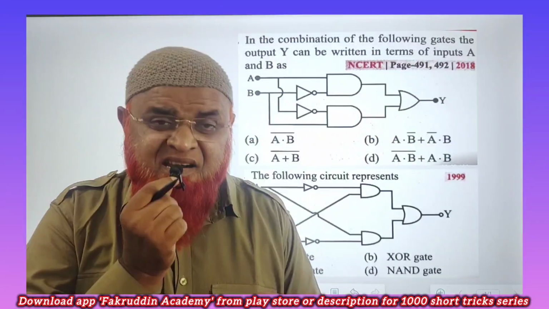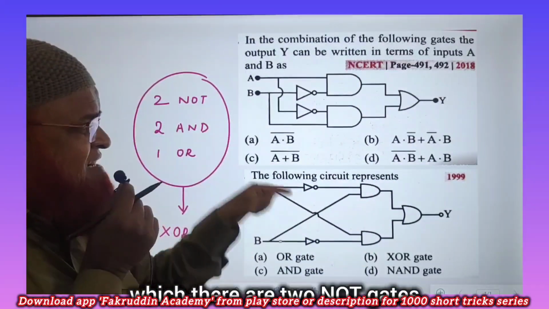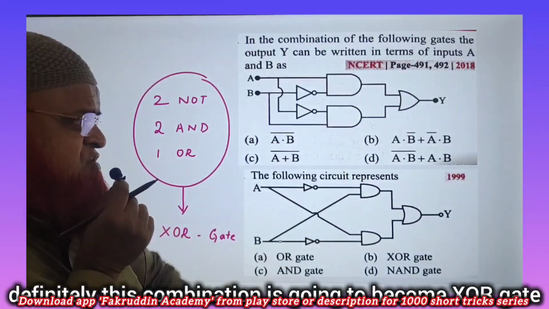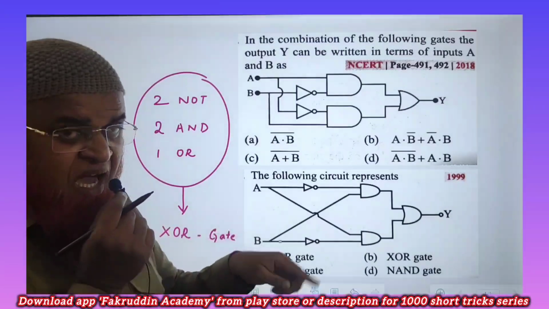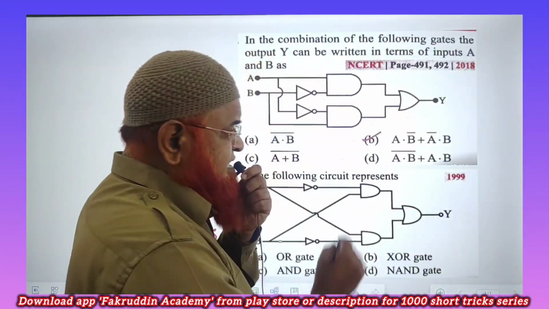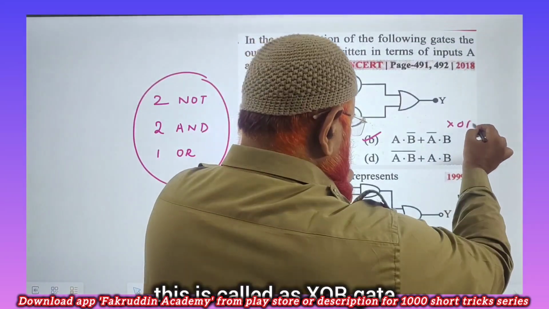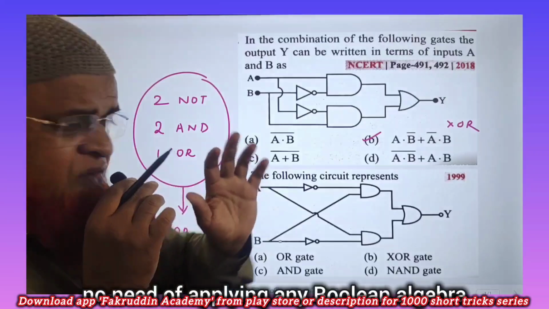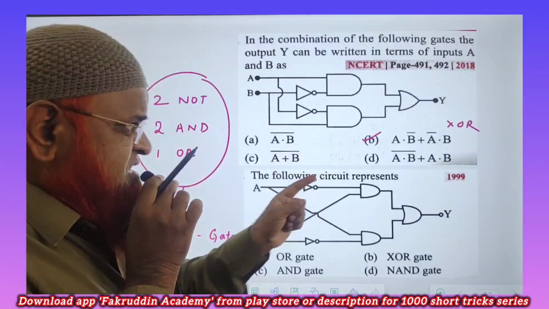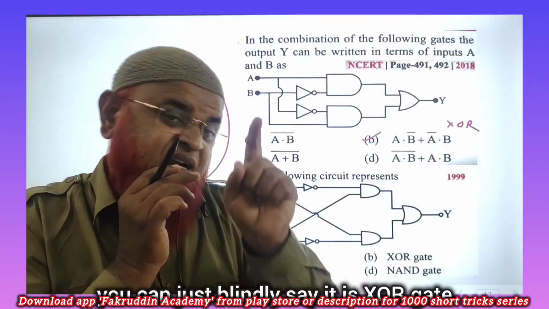My dear students, whenever you get these type of structures which was asked in NEET 2018 and 1999, whenever you find the structure in which there are 2 NOT gates, 2 AND gates and 1 OR gate, definitely this combination is going to become an XOR gate or exclusive OR gate, whose truth table is this one. That means A dot B bar plus A bar dot B. This is called an XOR gate. The shortcut is no need of applying any Boolean algebra or truth table. If the structure has this type of pattern, you can just blindly say it is an XOR gate.